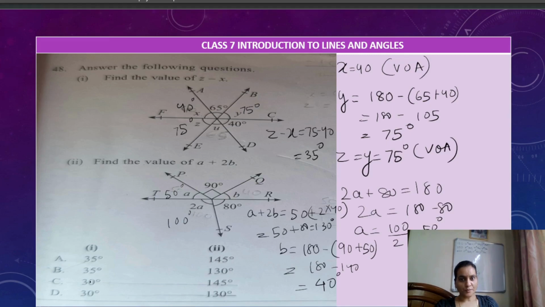Now looking at the options, B is the correct answer because we got bit 1 as 35 and bit 2 as 130 degrees. So option B is the correct answer for this question.